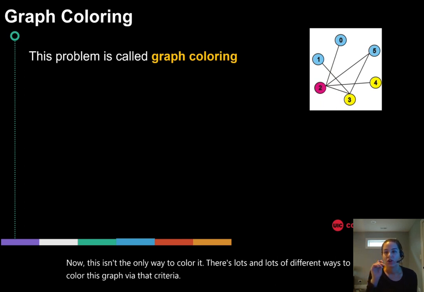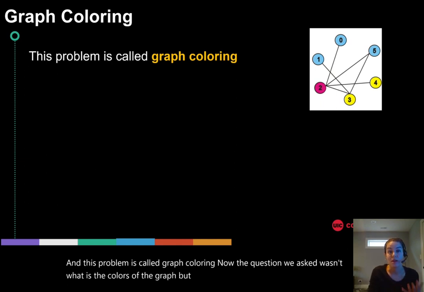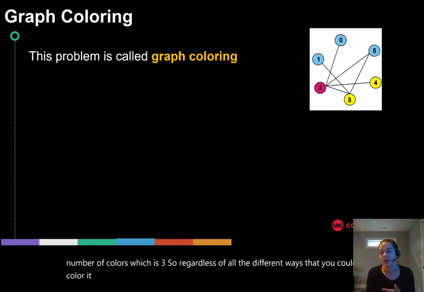And this problem is called graph coloring. Now the question we asked wasn't what is the colors of the graph, but the question was what are the minimum number of colors, which is 3. So regardless of all the different ways that you could color it, you would find that there are no fewer colors that you could use than 3.